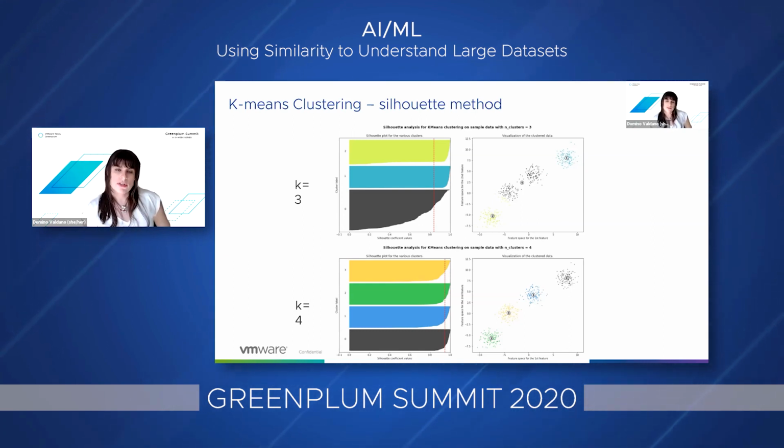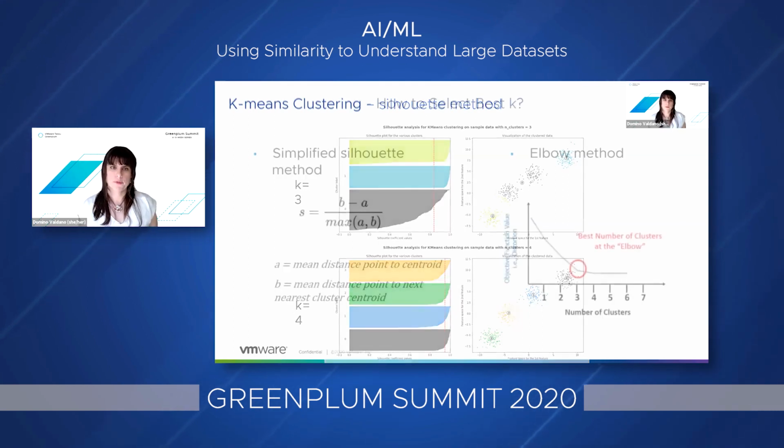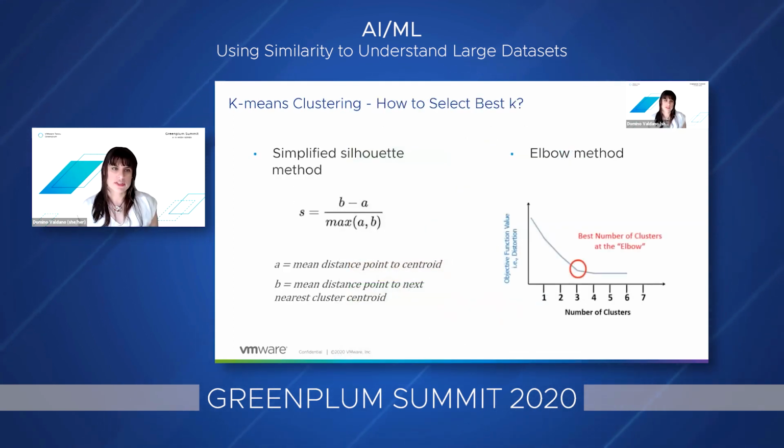And this dotted red line is not very far to the right, which would be a silhouette score of 1. And for k equals 4, it's much further to the right. Next slide. In terms of a formula, it's just subtracting b minus a, where b is the average distance to the nearest, basically what I was saying, and then you normalize it.